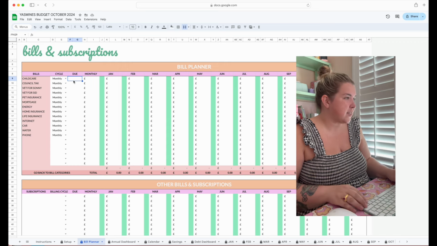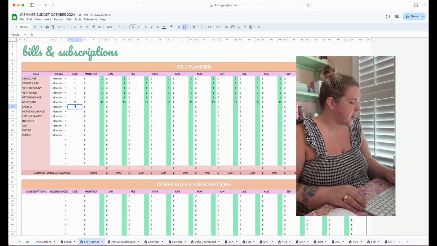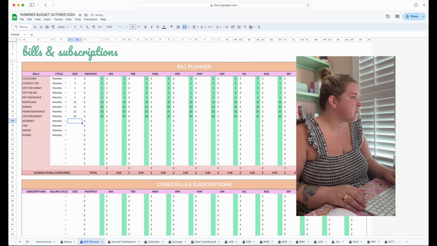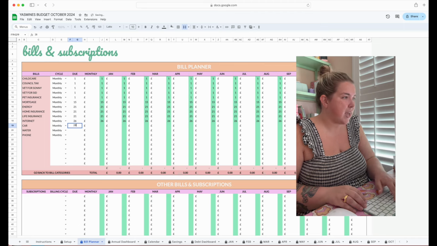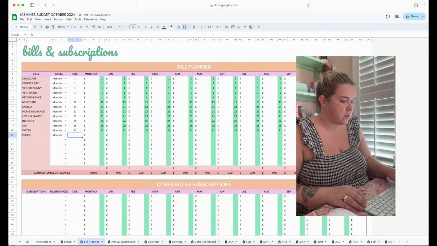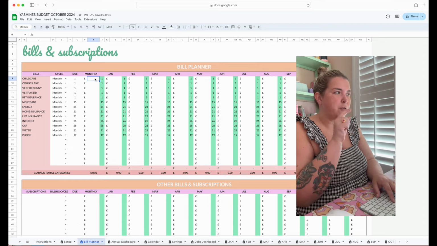And then you put in the dates that they're due. So childcare is on the 1st, council tax is on the 1st, the vets are on the 1st, the pet insurance is on the 1st, the mortgage goes out on the 15th, the energy goes out on the 21st, the insurances are also on the 21st, the internet is on the 26th, car is on the 28th, water is on the 21st, phone is on the 19th. And then it just gets you to put in the amount for each of them as well.